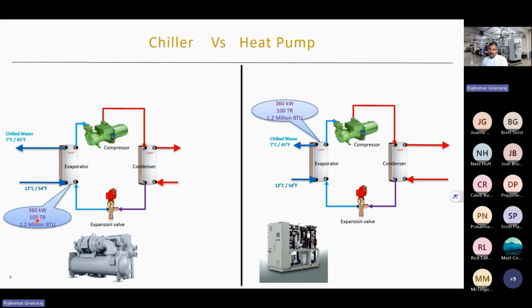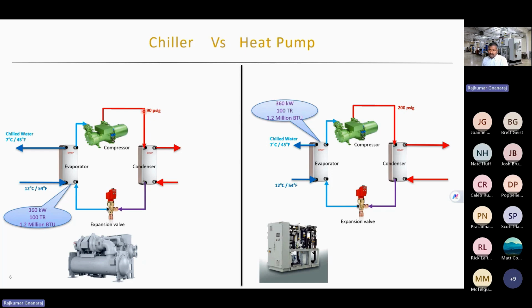Imagine a chiller is designed for 100 tons of cooling at 45-degree chilled water, and this chilled water goes to different process cooling or building cooling. A heat pump can also be designed for 100 tons of cooling at 45-degree chilled water. In a chiller, the compressor compresses the refrigerant only to 90 psi. This is associated with a specific refrigerant.